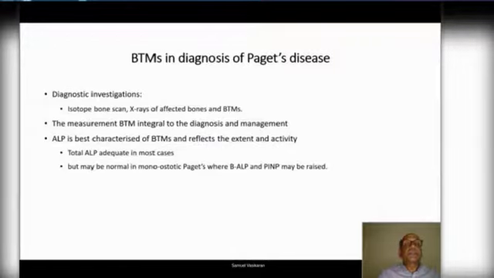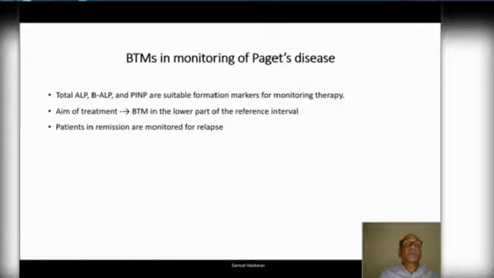Paget's disease is diagnosed in patients who usually present with either fractures or bone pain or bone deformity, and X-rays and isotope bone scans are used to diagnose it, together with bone turnover markers, which are increased in active Paget's disease. So in Paget's disease bone turnover markers are usually very high, so total alkaline phosphatase is adequate in most cases. If not, bone alkaline phosphatase or P1NP may be used for diagnosis and also for monitoring.